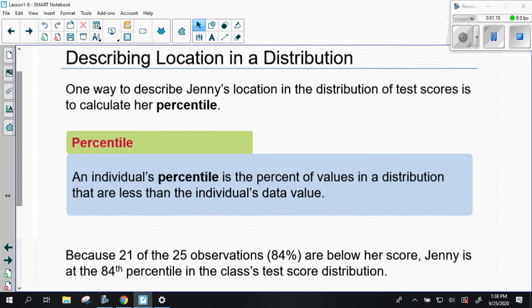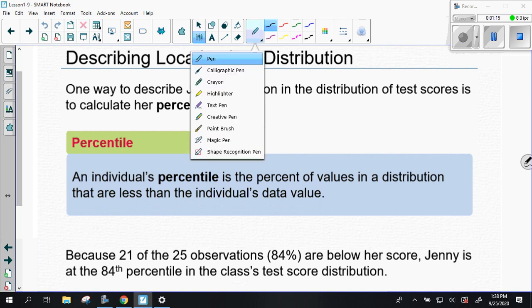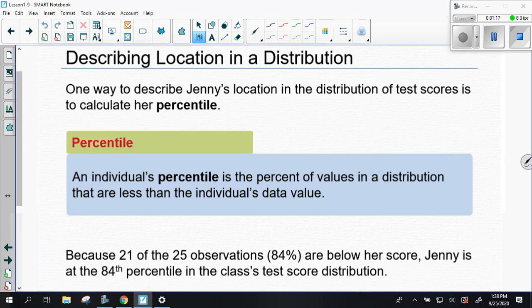So if we're going to describe location in a distribution using percentile, what we're looking at is the percent that are less than the individual's data value. So if I ran a race and my time was in the 90th percentile, that means that I ran the race faster than 90% of the people that ran it, which would be pretty good.